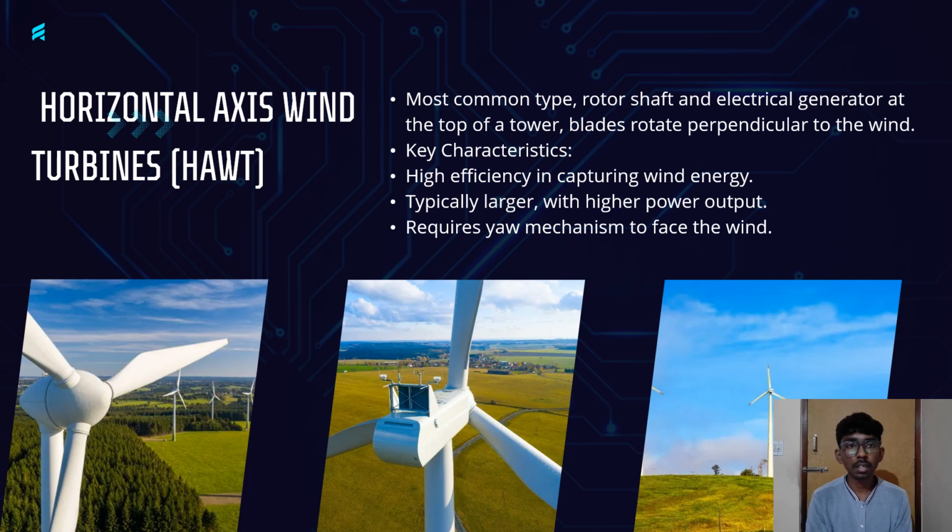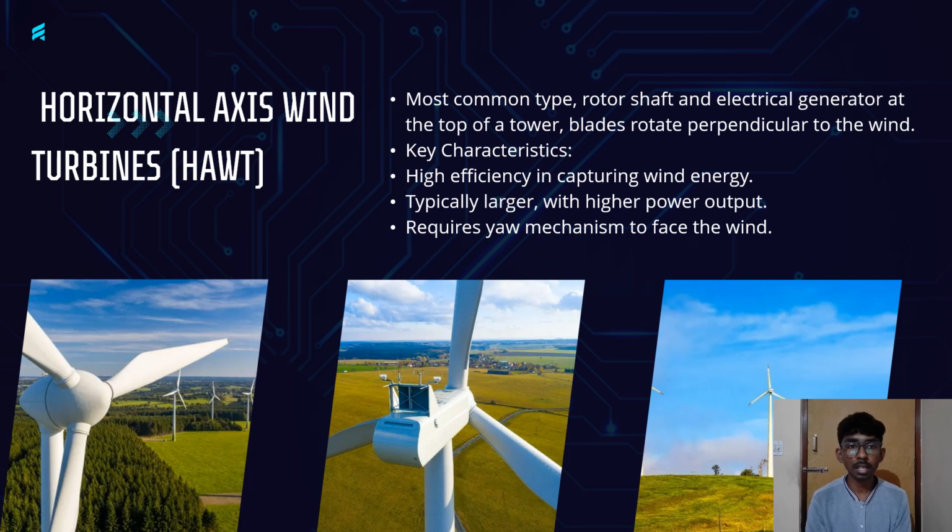Horizontal axis wind turbine, HAWT in short, is the most common type, with the rotor shaft and electrical generator at the top of a tower. Blades rotate perpendicular to the wind, and as you can see in the image, the generator, or dynamo, is at the top of the turbine. When the shaft rotates, it rotates the generator and generates electricity. That electricity can be stored and passed to other places for consumption. It is mainly built in hilly regions, where there is a lot of wind flow, and it requires a yaw mechanism.